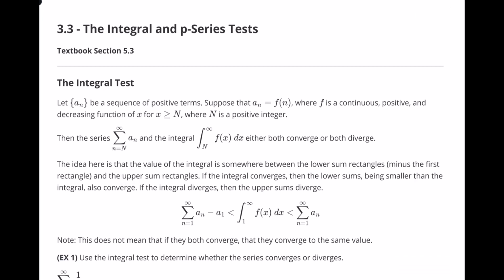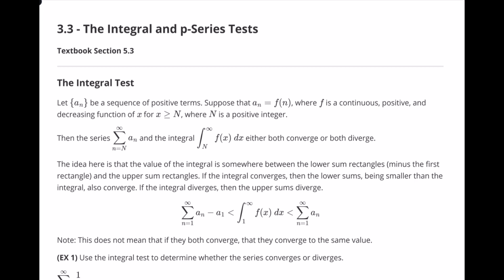let a sub n be a sequence of positive terms. So we have entirely positive terms within our sequence. And suppose that a sub n is equal to f of n, so we just have a function which represents the values of the individual terms of the sequence. And f is a continuous, positive, and decreasing function of x for all x greater than or equal to some value n, where n is a positive integer.